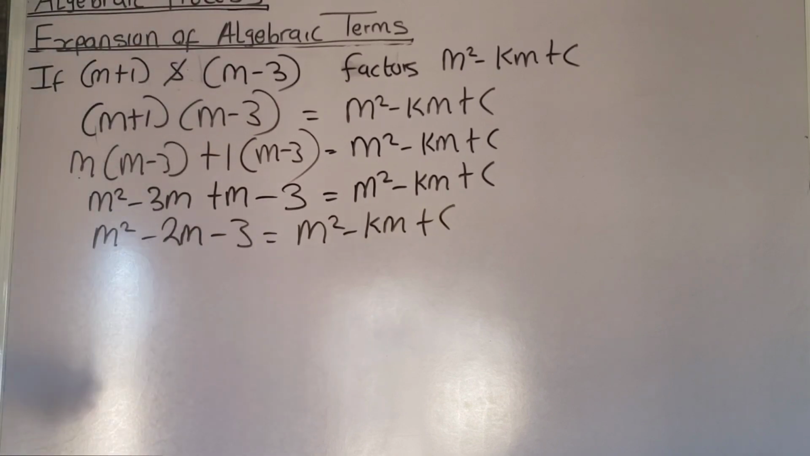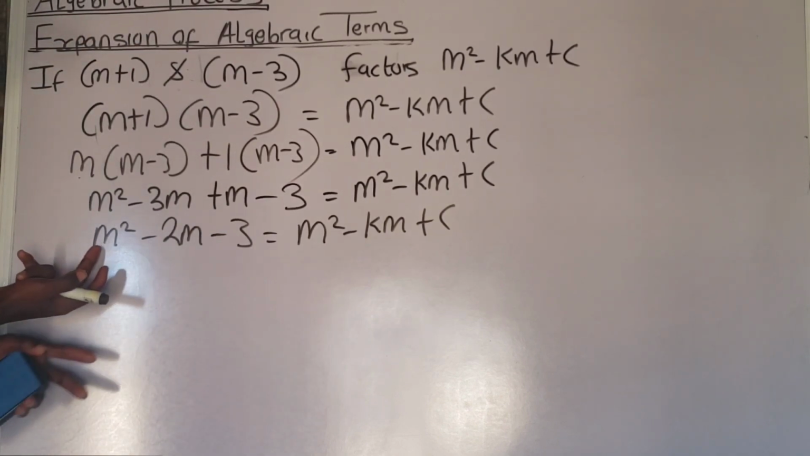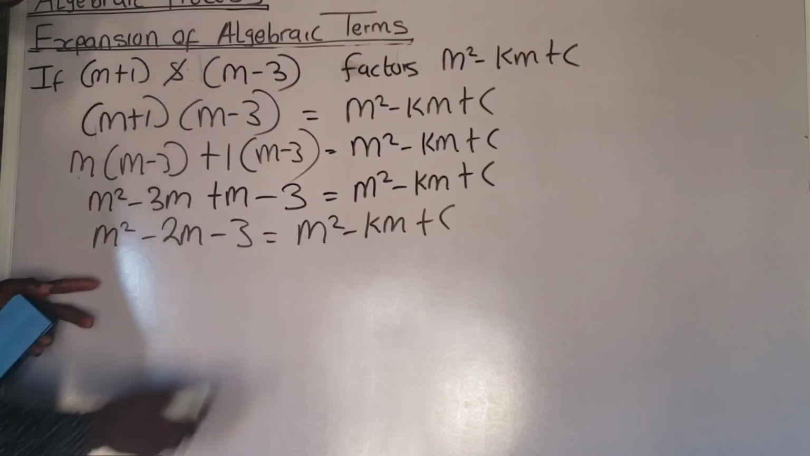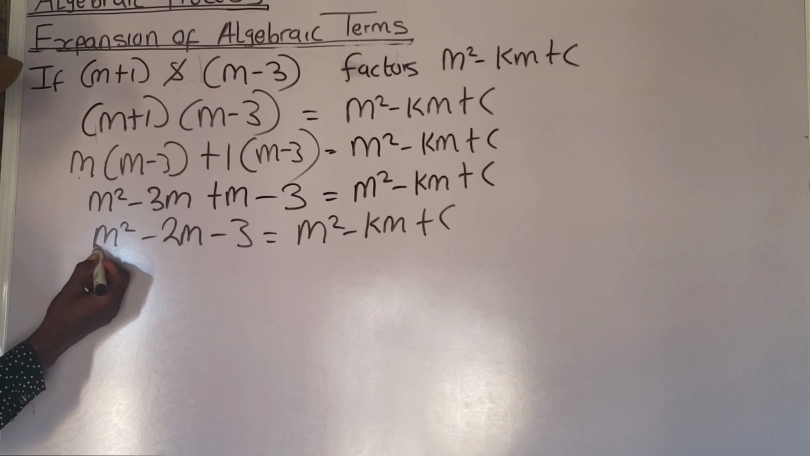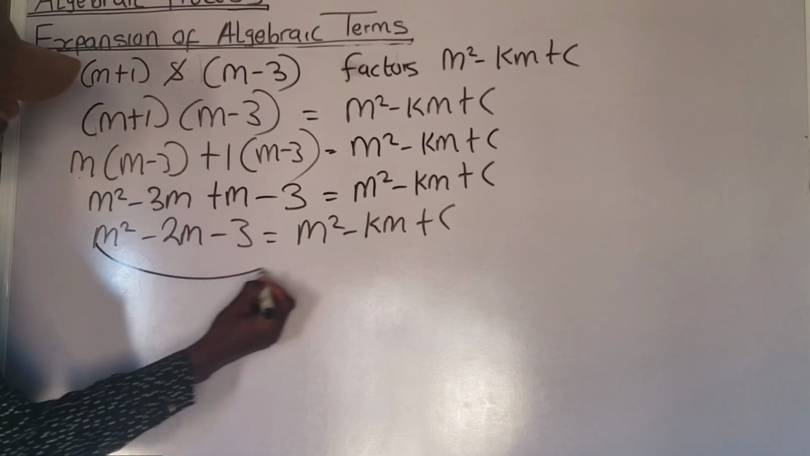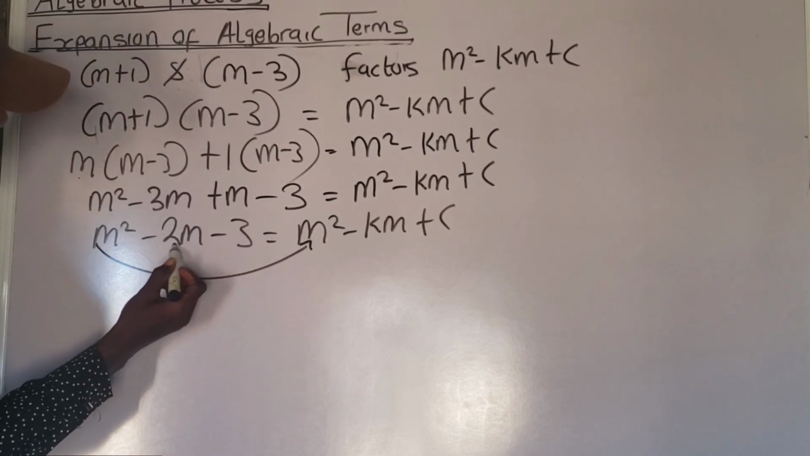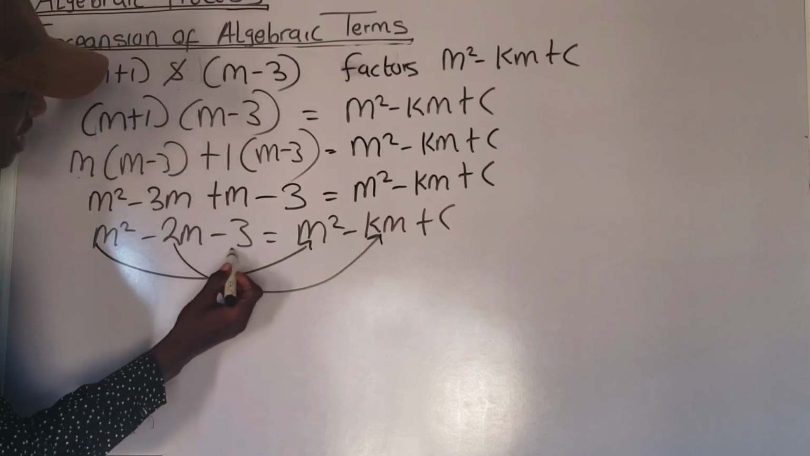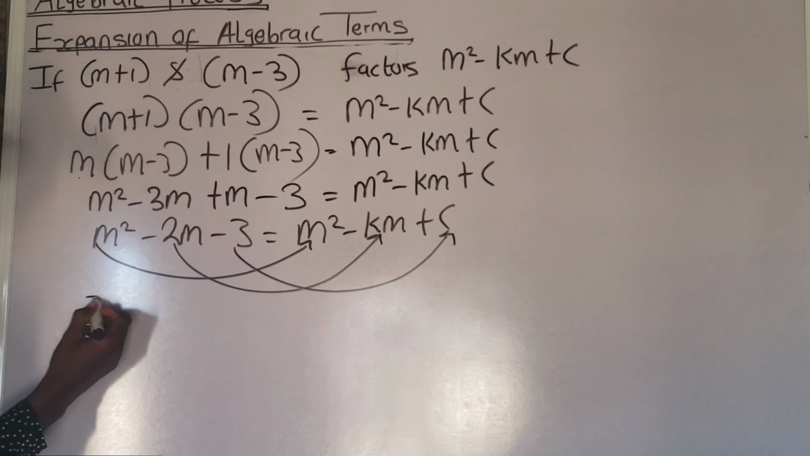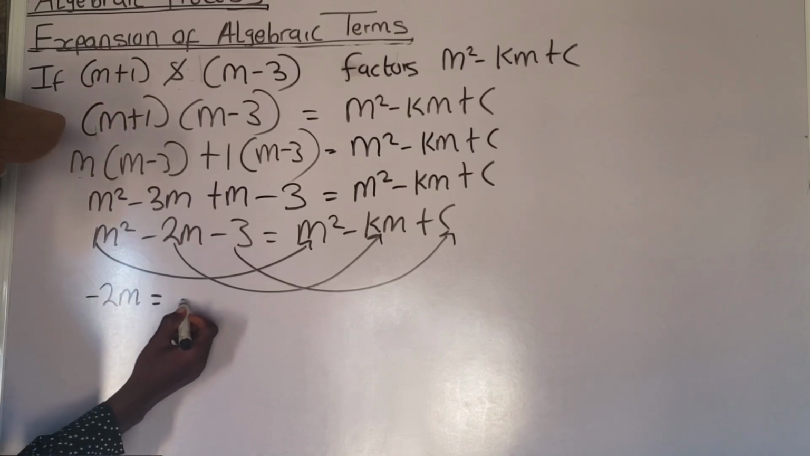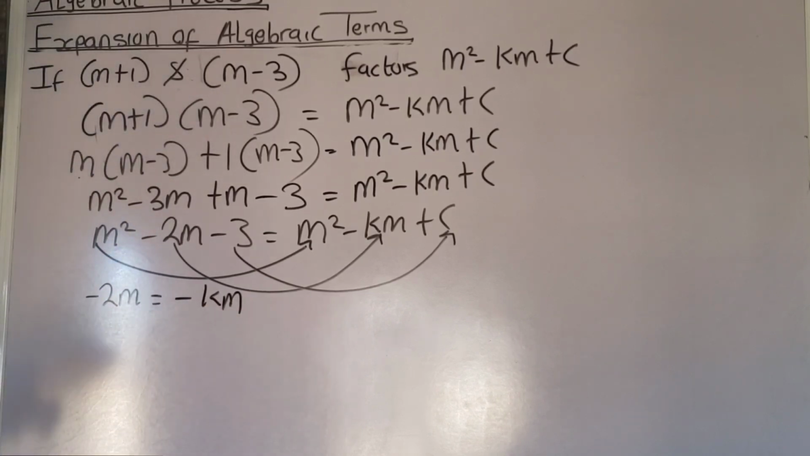Now both of them are now a quadratic equation. Now from the left hand side of the equation, I have m squared here, I have m squared also. Now to get the value of km, pay attention. Since this m squared matches, that's it for this. This negative 2m must be equal to this, and this negative 3 must be equal to c. You understand? So for this, negative 2m must be equal to negative km. Don't forget that I'm asked to find the value of k.